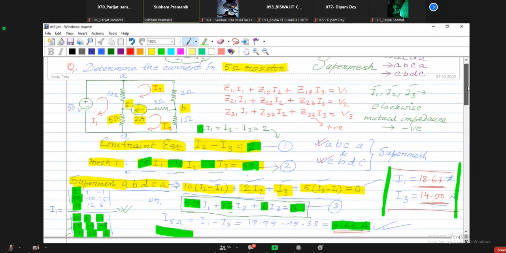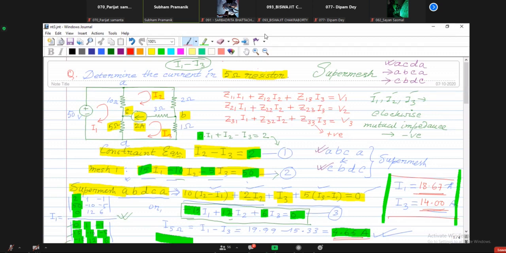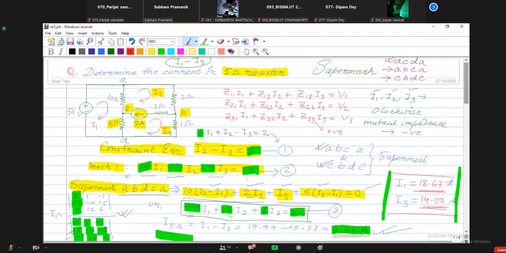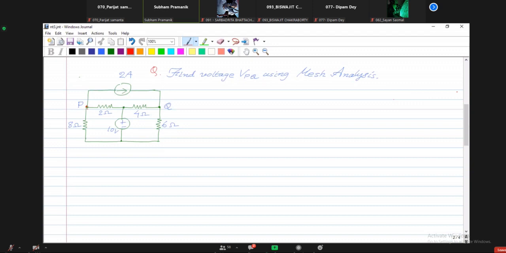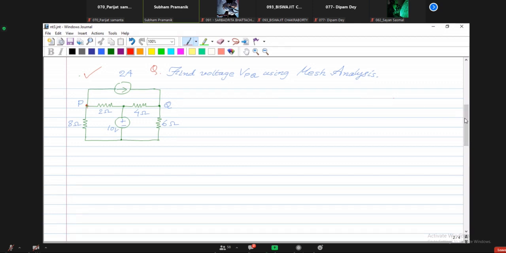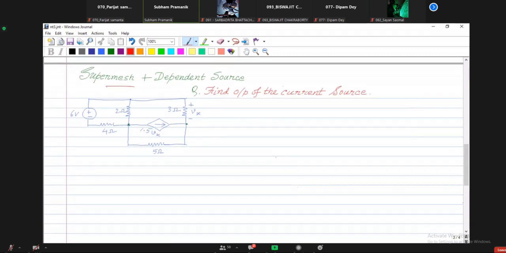In the meantime, you try to do this and try to understand what I said. If there is any doubt, tell me. Otherwise, I shall call the roll. You can take a screenshot of these two questions and try this at home. That's a university question, this one. I had an intention of solving this here, but I didn't get time. You can take a screenshot of this page and try this at home. Also this, which involves super mesh as well as dependent source.